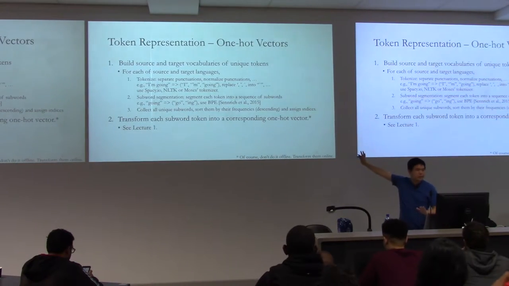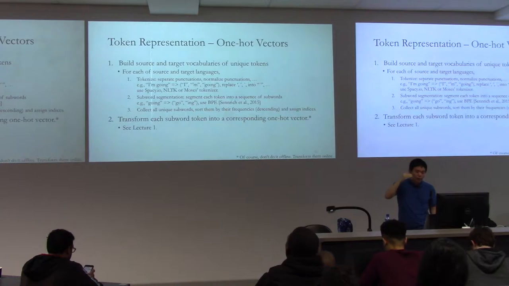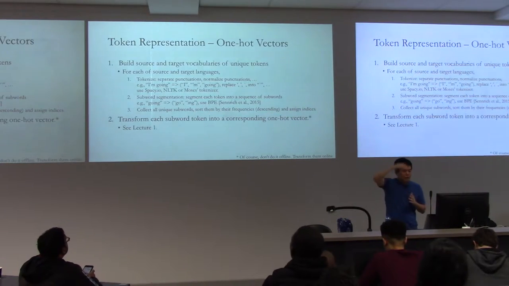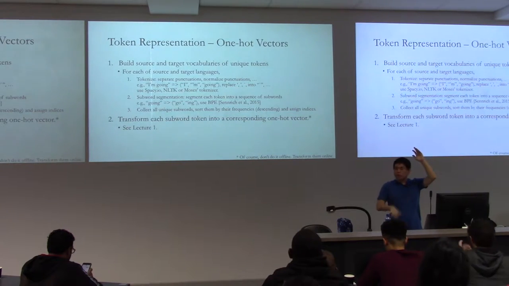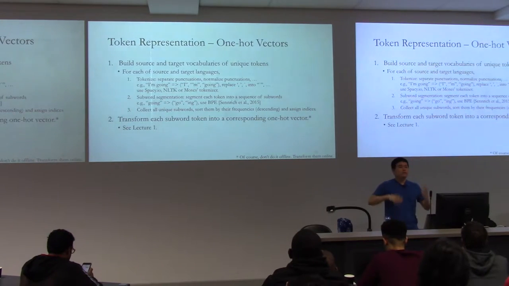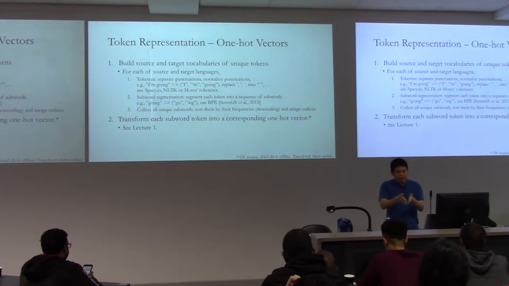Okay, so you get these subword sequences, and then based on that you collect all unique subwords and sort them by their frequencies in descending order. You want the frequent words at the top and rare words at the bottom, and then you can cut it down. You ignore all those tokens that appear, for instance, less than 5 times in the entire training corpus, and map them to the so-called unknown or out-of-vocabulary token.